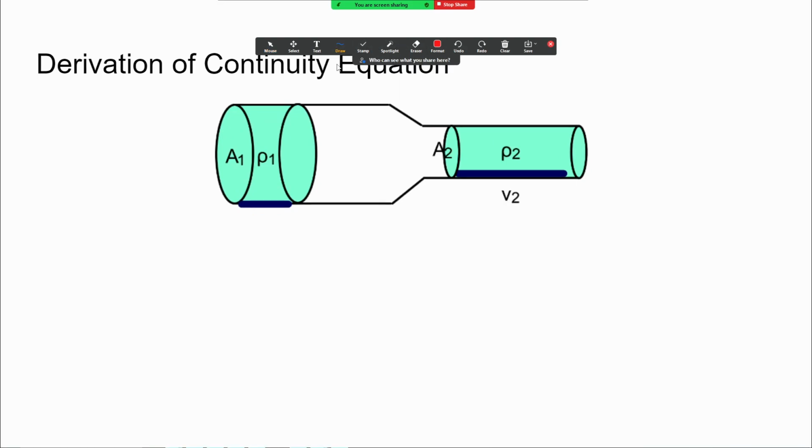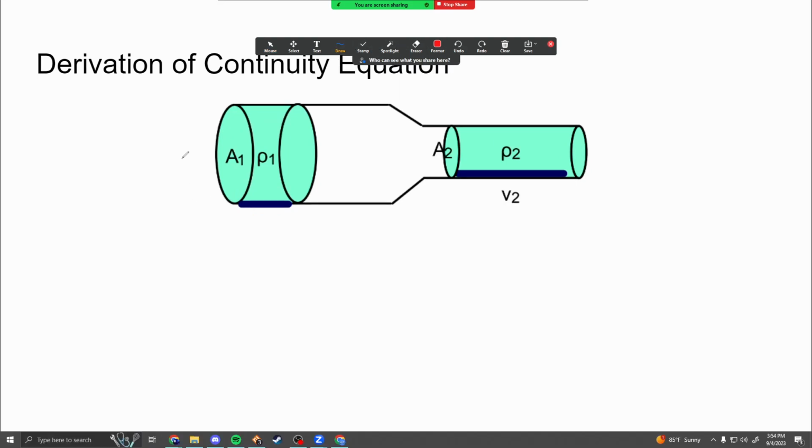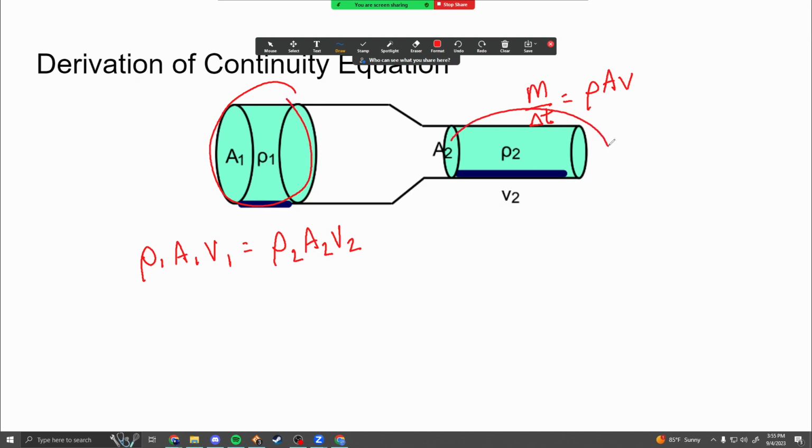So we know that the mass that flows past any point is given by m over delta t equal to rho A V. So that means that rho 1 A1 V1 should be equal to rho 2 A2 V2, because the mass that's flowing through this area should be equal to the mass rate of that area, and we know that the mass rate is equal to rho A V.